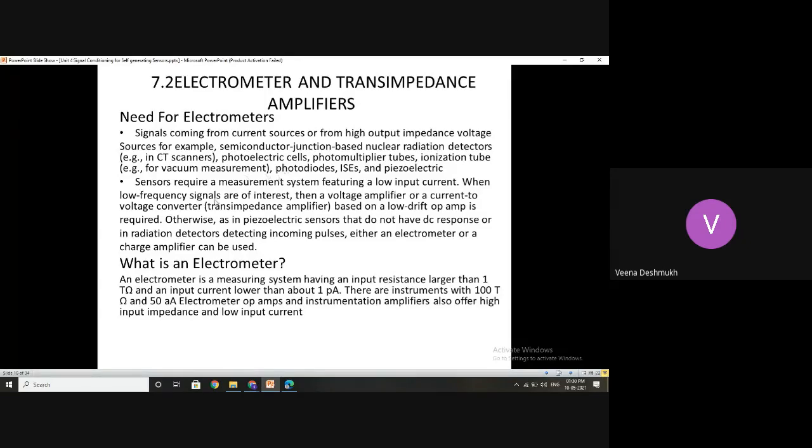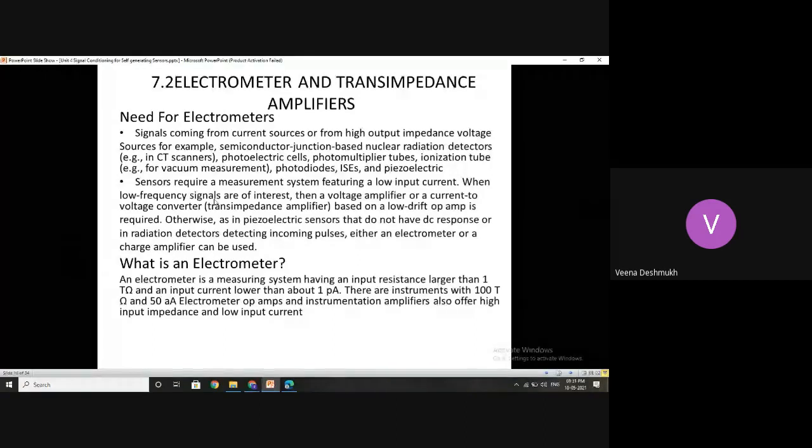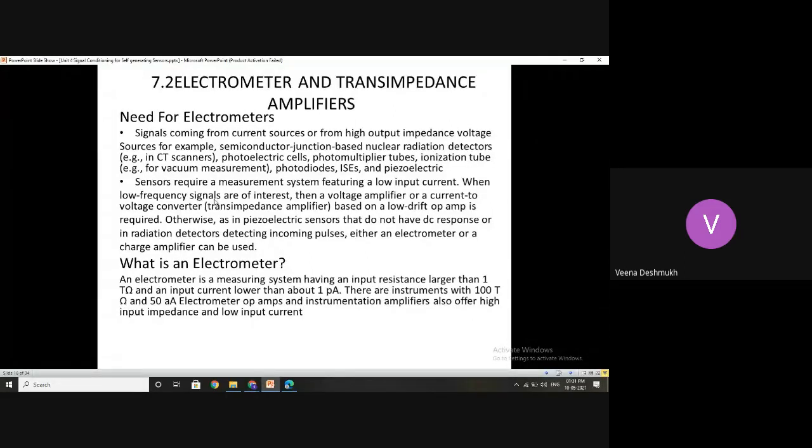Similarly, the piezoelectric sensors, where we are making use of the AC. Either mechanical vibrations are given so that the AC currents are generated. So these AC signals cannot be very easily amplified by regular instrumentation amplifiers. So under these circumstances, we go ahead with electrometers.